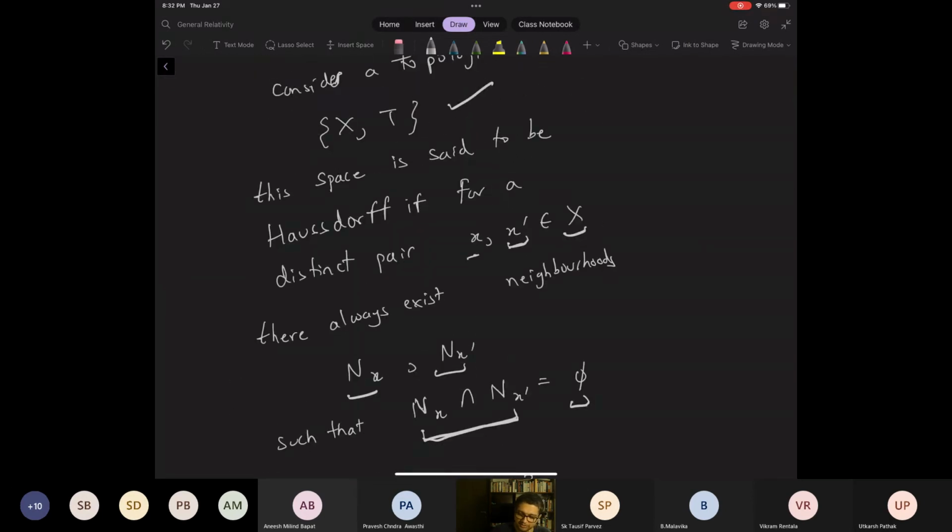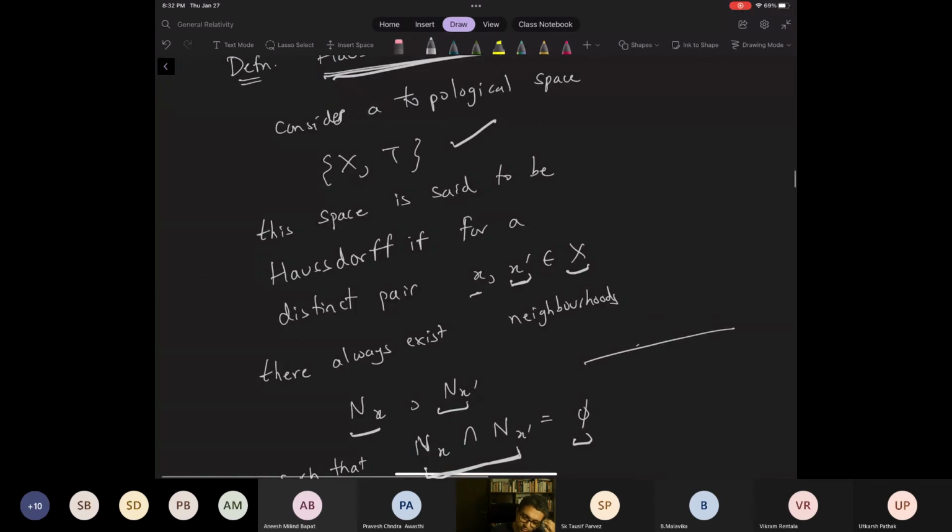Now, for real numbers, you can see that this will always be true, right? So real numbers with the usual topology. If I take any two numbers, I can always construct neighborhoods that do not intersect. So real numbers with the usual topology are a Hausdorff space.